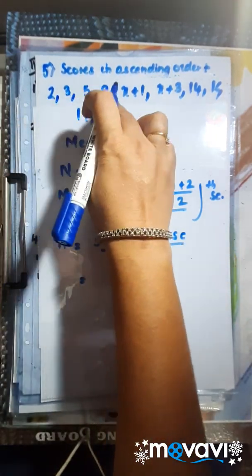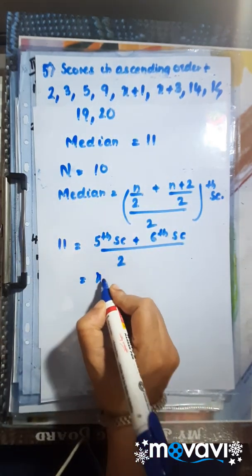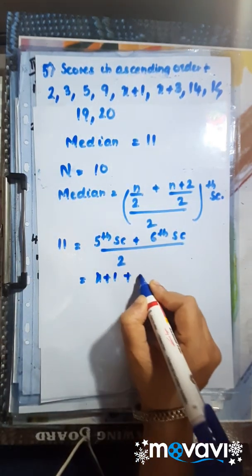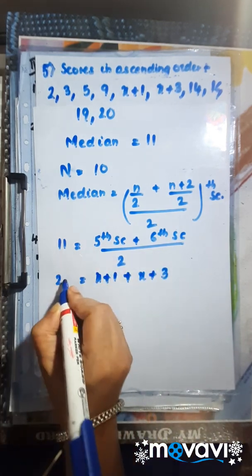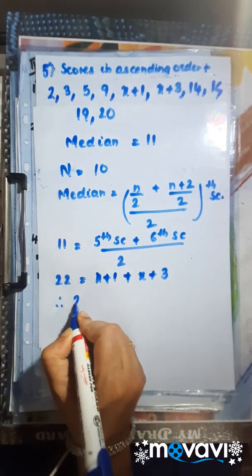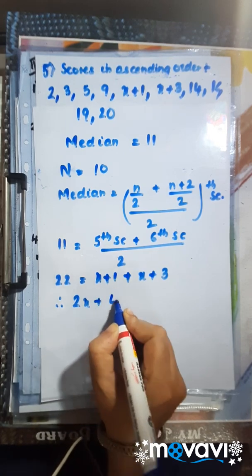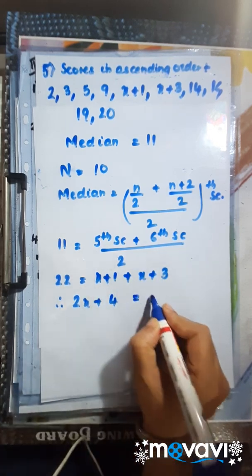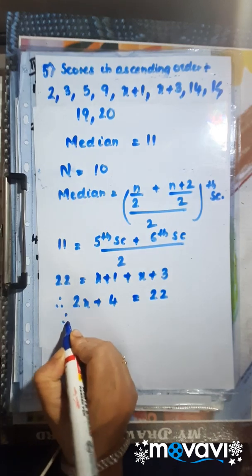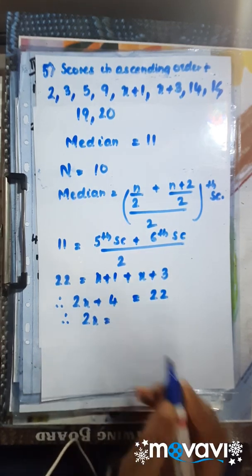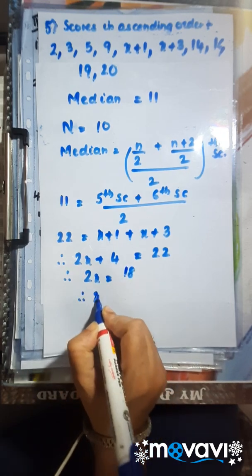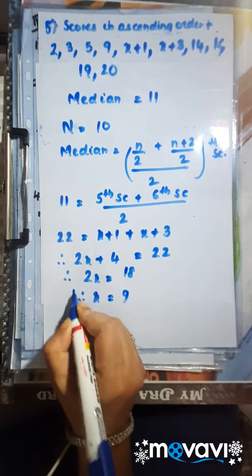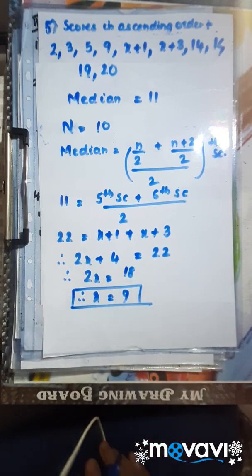Now, which is the fifth score? 1, 2, 3, 4, 5. Fifth score is x plus 1. Sixth score is x plus 3. This 2 goes on top, it becomes 22. Therefore 2x plus 4 is equal to 22. Therefore 2x is equal to 22 minus 4, which is 18. Therefore x is equal to 9.